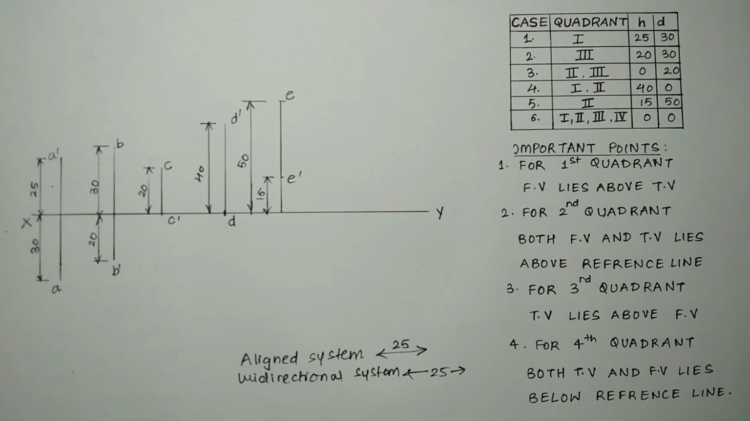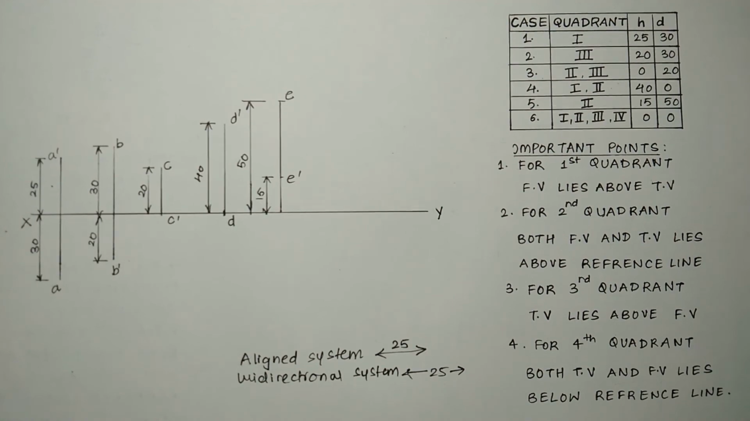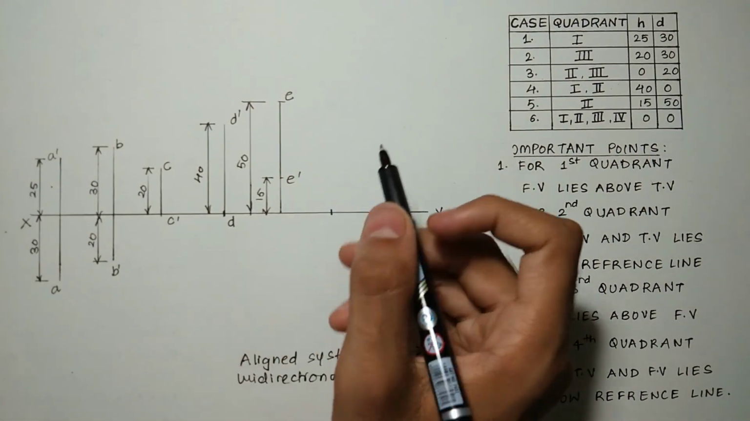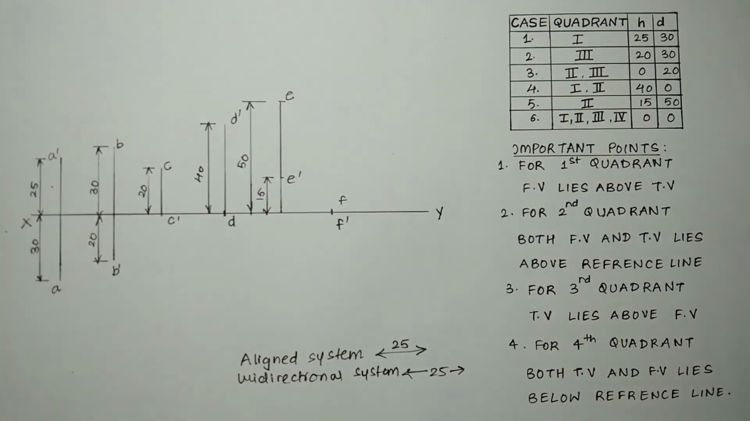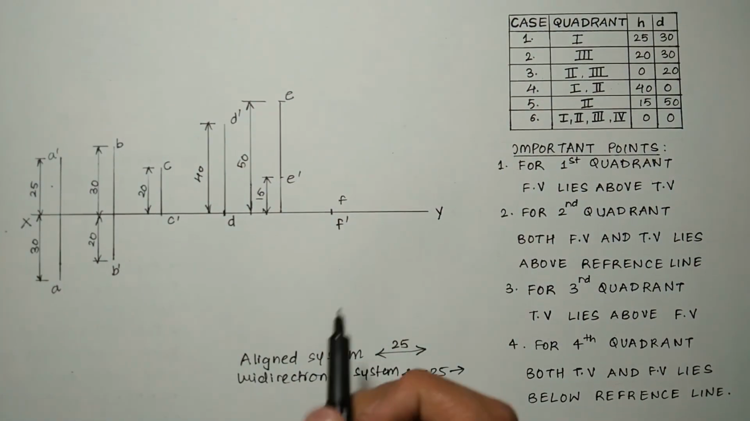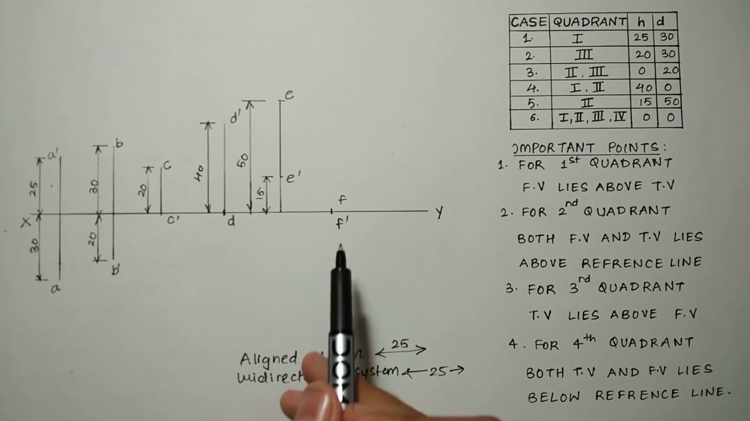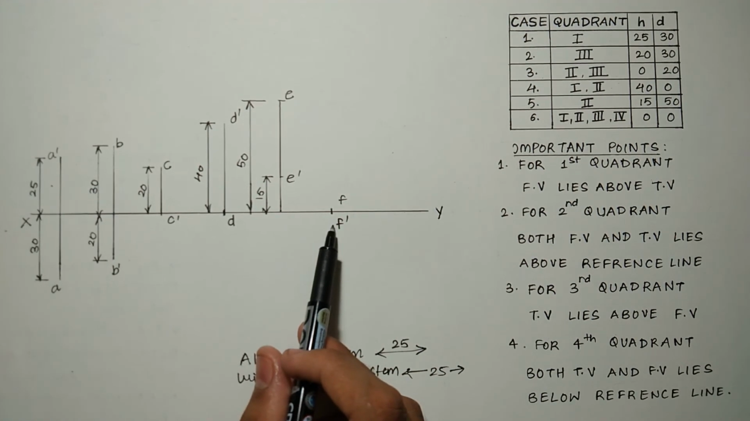Now for the sixth case, a point is resting in either the first, second, third or fourth quadrant. Value of h and D is mentioned as 0 mm. So it indicates that both the front and the top view lie on the reference line only. So let us plot the point F and F dash on the reference line only. It doesn't matter whether we plot the point F dash above the reference line or below the reference line, as the distance from the reference line is 0 only.